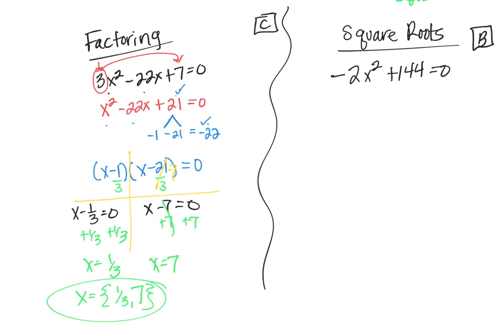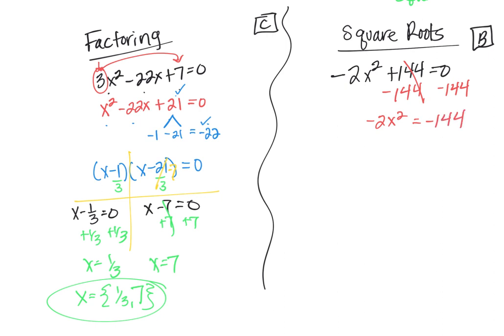Now when you use the square roots method, we don't want it set equal to 0. We want it set equal to the constant. We want to isolate x squared. So that means we get this 144. We're going to move it to the right side by subtracting it from both sides. So we have negative 2x squared is equal to negative 144.